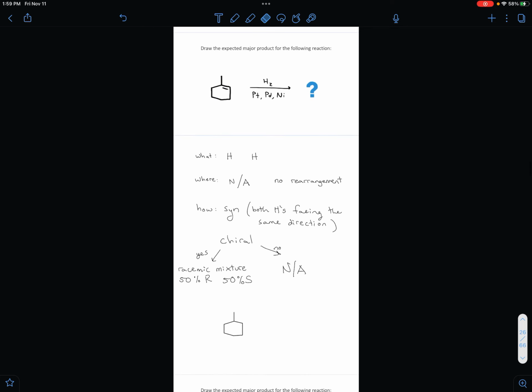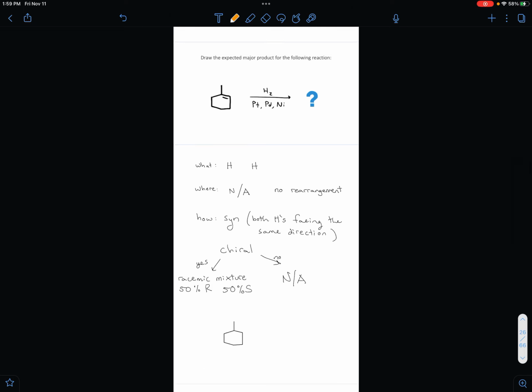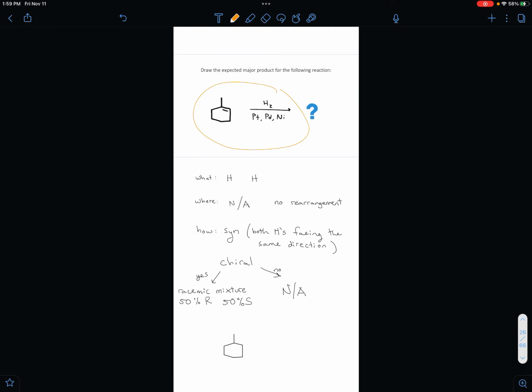But in this example, all you have to do is erase that pi bond, and by implication, you've added two hydrogens. So this hopefully helps you a little bit with hydrogenation reactions on alkenes when all of the reagents are given to you in these one-step syntheses.